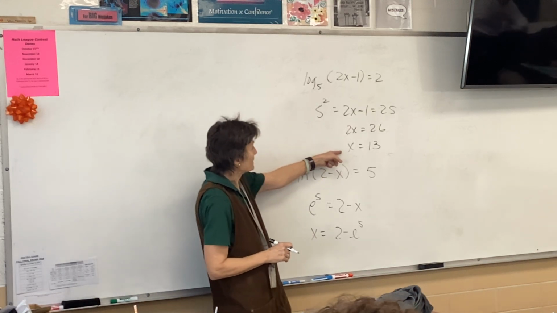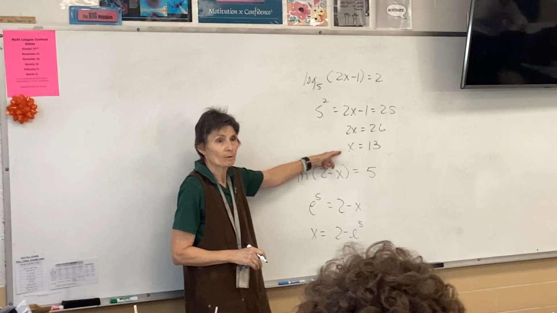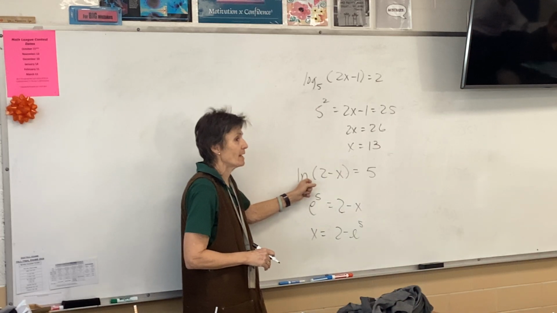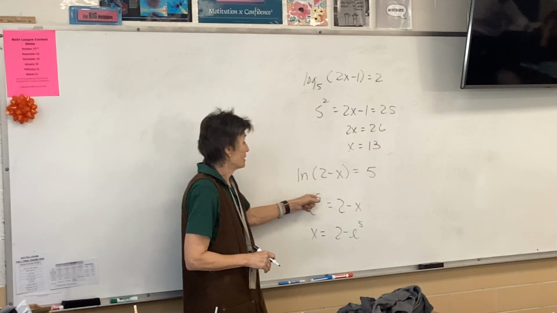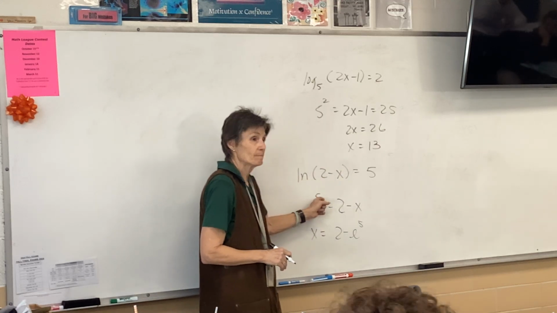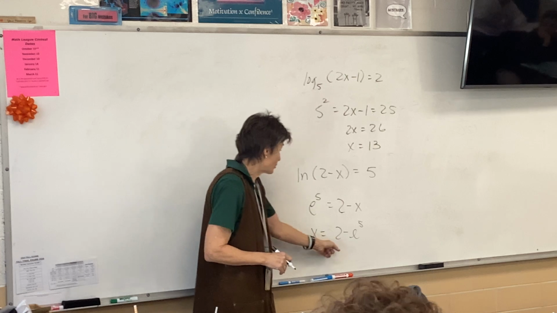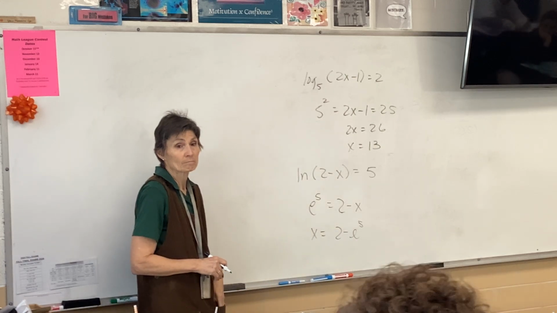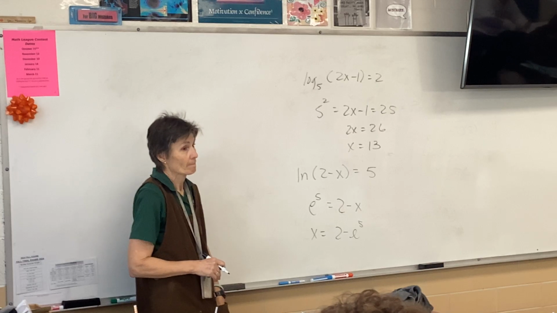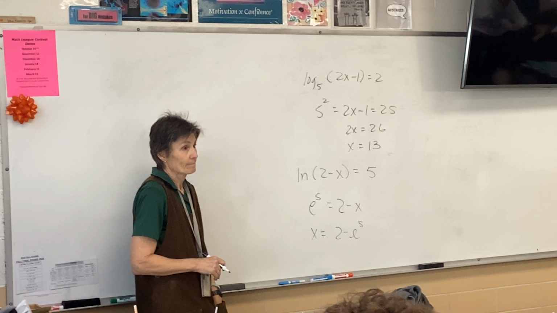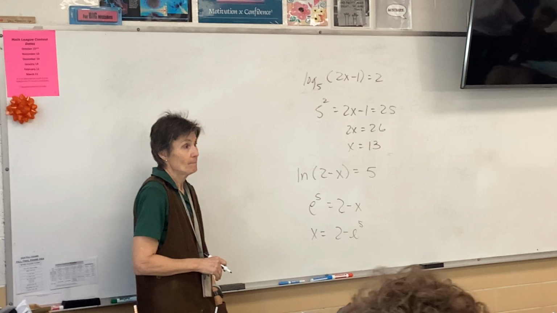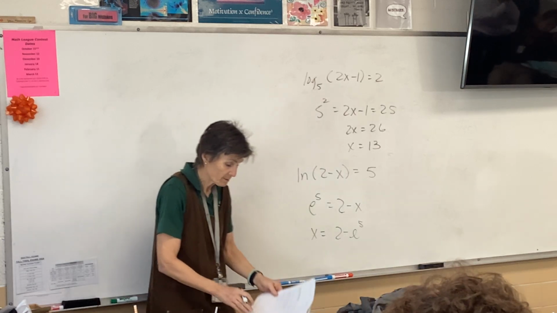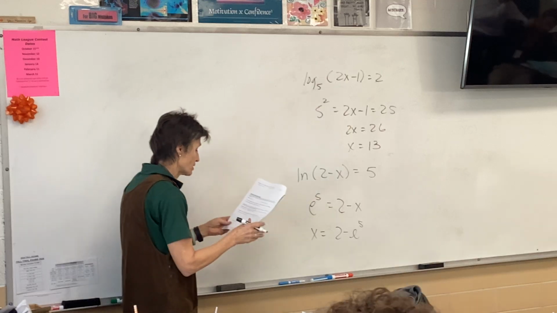Anybody get 13 for the first one? Perfect. And then for this one, remember the base of ln is e. So this was e to the fifth. So I got 2 minus e to the fifth. Olivia's nodding. Everybody good with that? All right, 4 more problems. That's it. We're just going to finish this page, and that's it.